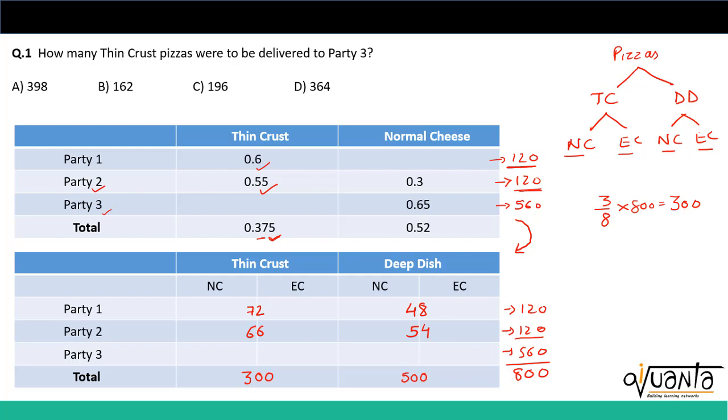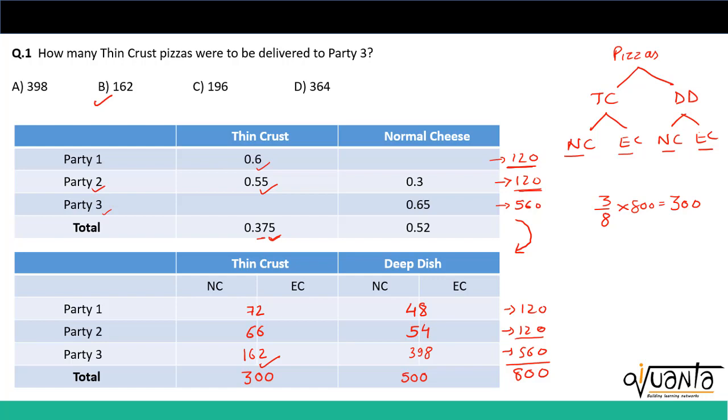Now by the help of this table, we can also find out the number of thin crust pizzas in party 3 and deep dish pizzas in party 3. So how to find it? Total is 300, 72 and 66 gives us 138, so the remaining number will be 162. And similarly here, 48 plus 54 gives 102, so 500 minus 102 gives us 398. So the first question is, how many thin crust pizzas were to be delivered to party 3? So from the table, thin crust pizzas to party 3 is 162, hence this will be the correct answer, option B.